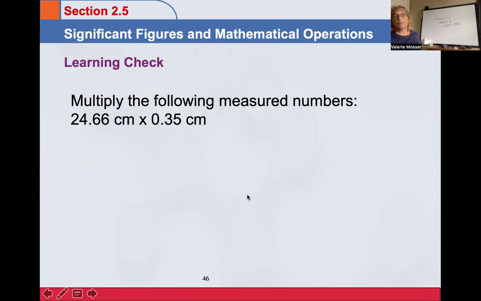So here's a practice problem for you. Pause your recording, put those numbers into your calculator.